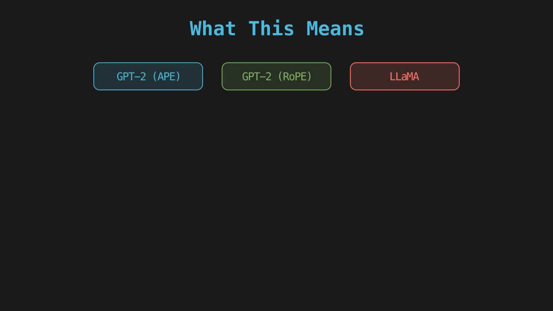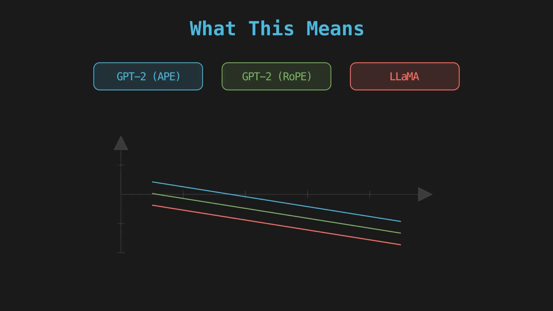This result reframes how we think about scaling laws. The exponent isn't a property of the model, it's a property of the data. The same exponent emerges whether you train a GPT-2 with absolute position embeddings, with rotary embeddings, or a Llama. The architecture affects the prefactor, but the slope is set by the language.